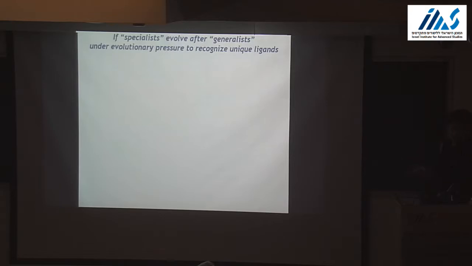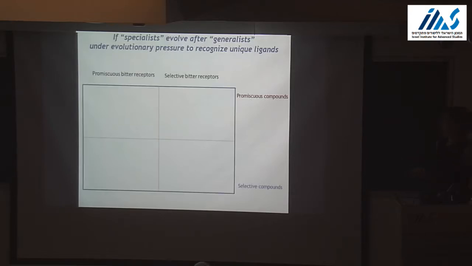That was the hypothesis we wanted to check, and if that would have been true, if we order the T2R receptors like this, promiscuous on the left side, selective on the right side, and then the compounds are also ordered from promiscuous, so activating many T2Rs, to selective, activating only a few T2Rs, and if this hypothesis holds, we should have something like this. So the selective compounds mainly activate selective receptors.